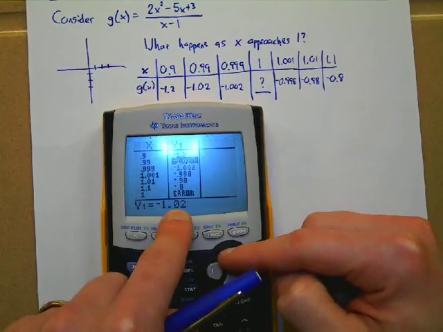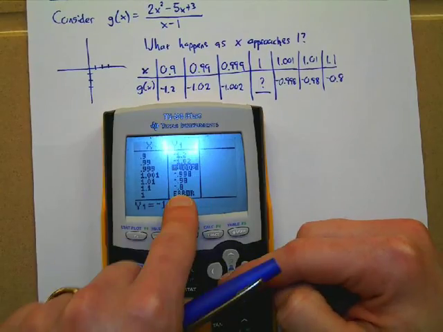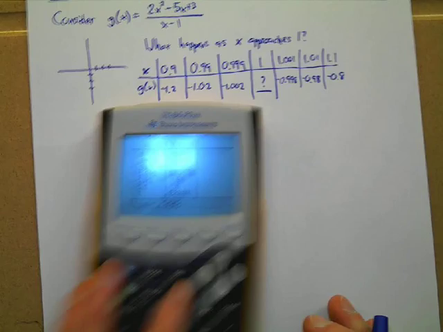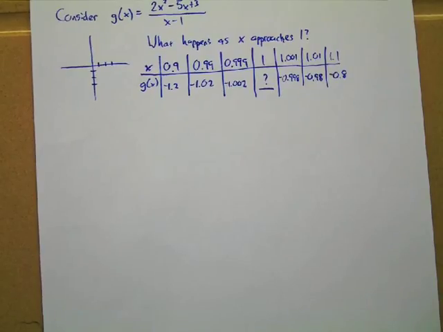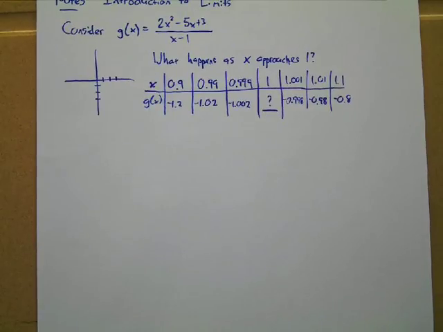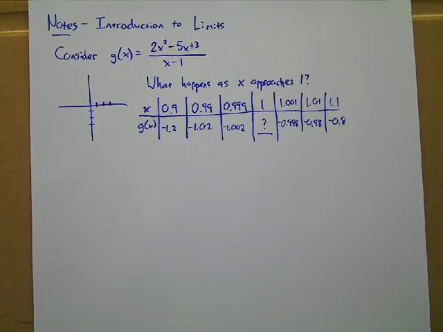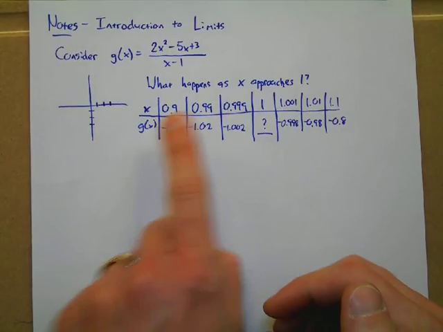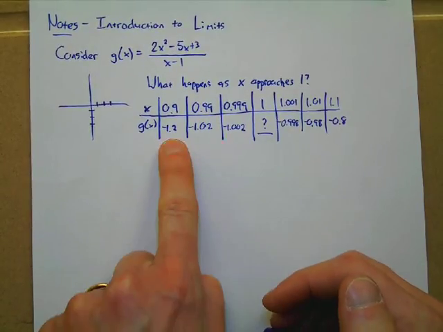Okay, so what does happen as x approaches 1 here? What y value are we approaching? What value of g are we approaching here? Negative 1, right. As our x values, 0.9, 0.99, 0.999, get closer to 1, our y values get closer and closer to negative 1. Right here it's negative 1.2, and then closer now, negative 1.02, and then closer still, negative 1.002.